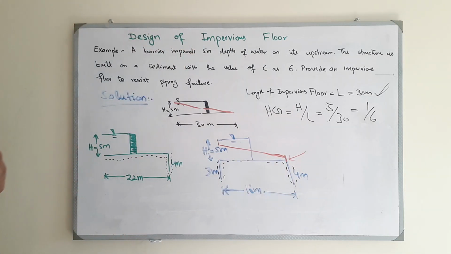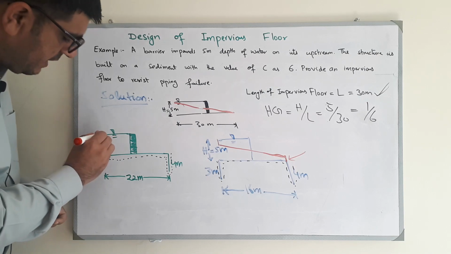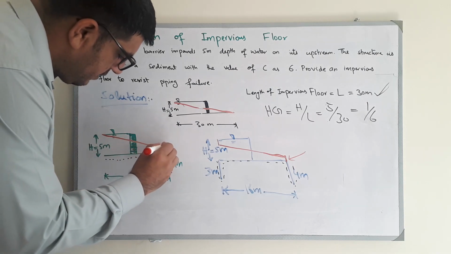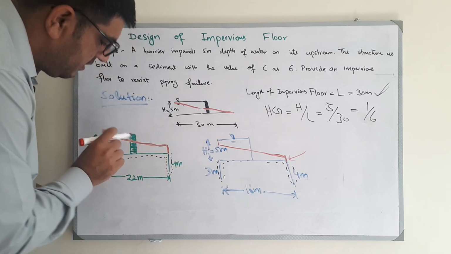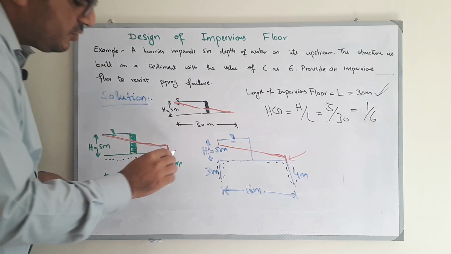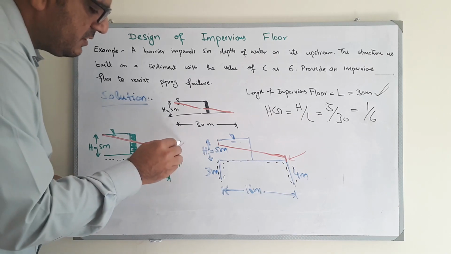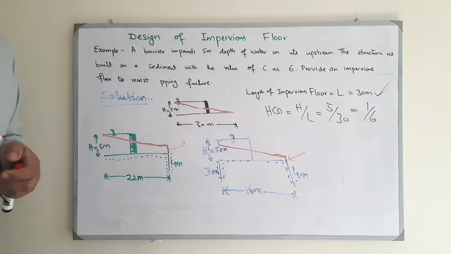What should be the value of the head loss? We have studied in the first part of the video. In this case, what will happen? It will go like this, then this part. This should be straight. So this is the head loss due to this particular sheet pile.